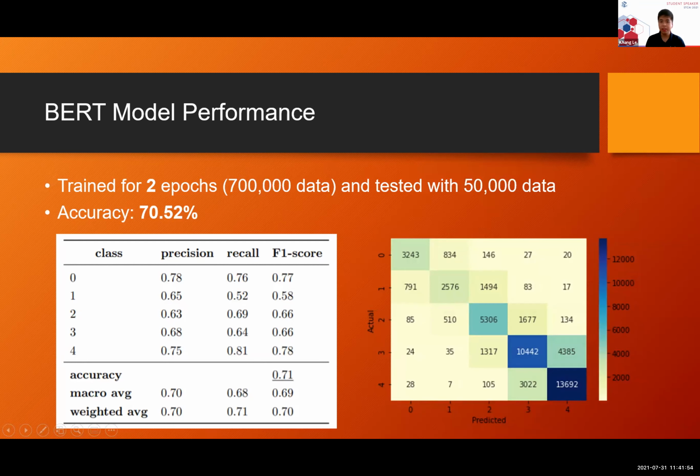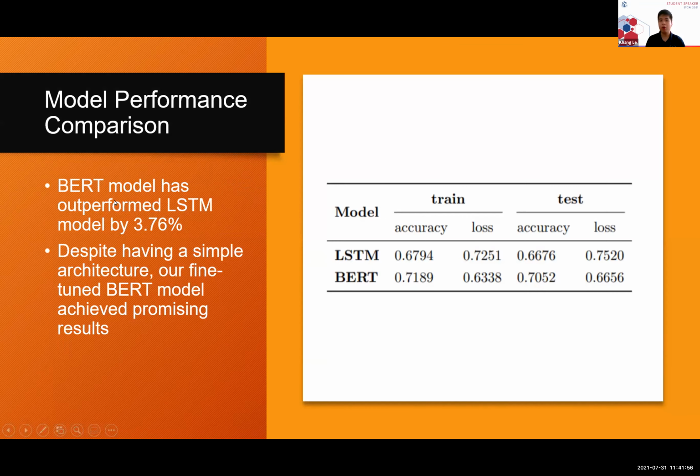Overall, we can see that our BERT model has outperformed the LSTM model by nearly 4%. Despite having a simple architecture, our fine-tuned BERT model is able to achieve promising results. However, our LSTM model is still a very good candidate for slower machines that still need to perform this analysis task, as the 4% difference is not that much.